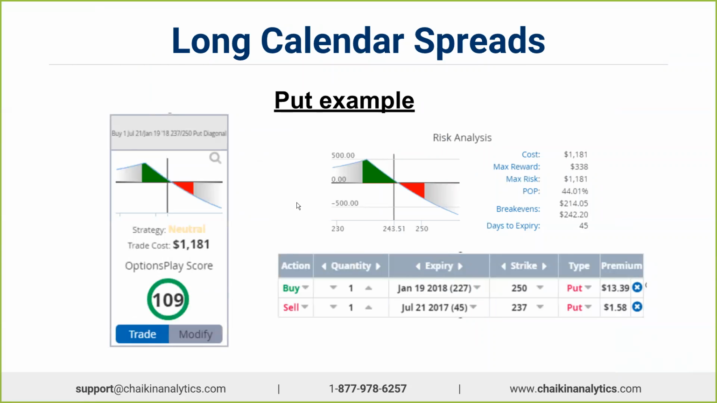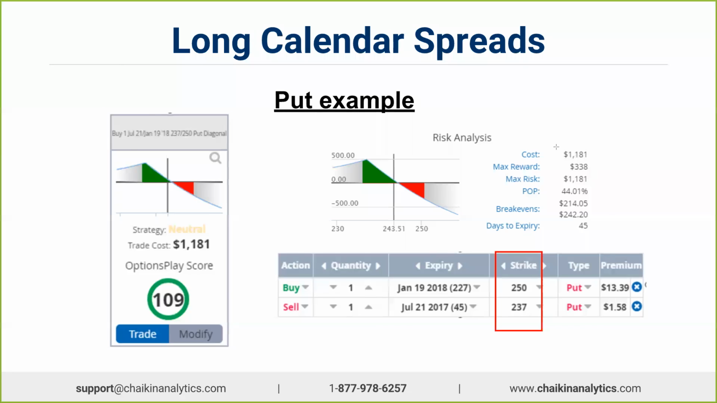So this is a put example. It's basically the same thing, just the other side of it. You buy a long put far out in duration. Again, I use the same durations. I just flipped around the strikes. In this case, the width of the strikes, this is a good example here, the width of the strikes is 13.